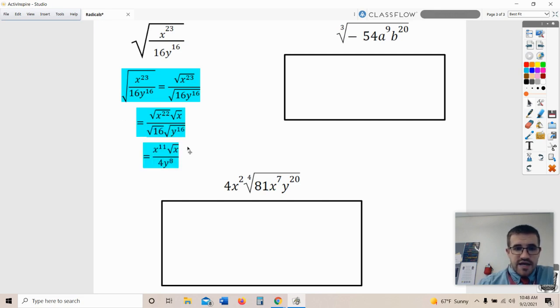And since this simplifies pretty straightforward, x to the 22nd, the square root of that simplifies to x to the 11th times the square root of x. The square root of 16 simplifies to 4, and the square root of y to the 16th simplifies to y to the 8th.